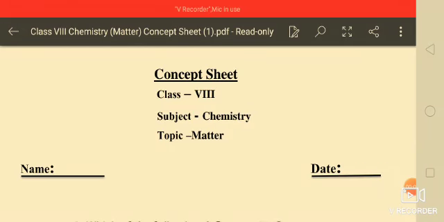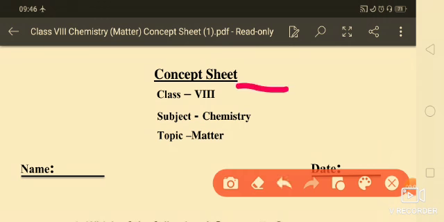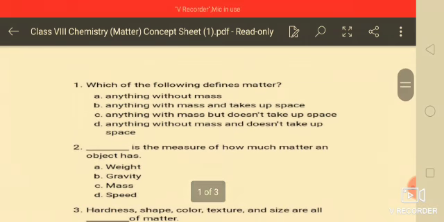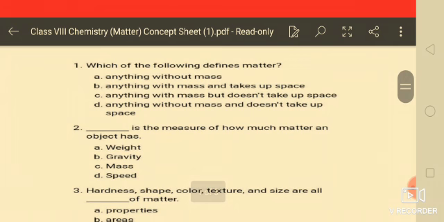Welcome to the class. Students, today we will explain the concept sheet, class 8th. The subject is chemistry and your topic is matter. So here, the first question is: which of the following defines matter?